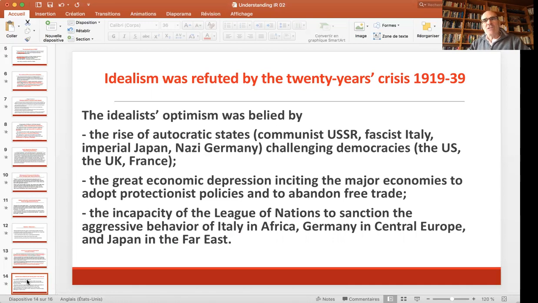But things changed in 1929 when the Great Economic Depression affected gradually all the Western liberal or capitalist economies. The Black Tuesday, October 29, that followed the Black Thursday of October 24, resulted in the Great Depression, which indirectly favored autocratic regimes, notably in Japan and in Germany.